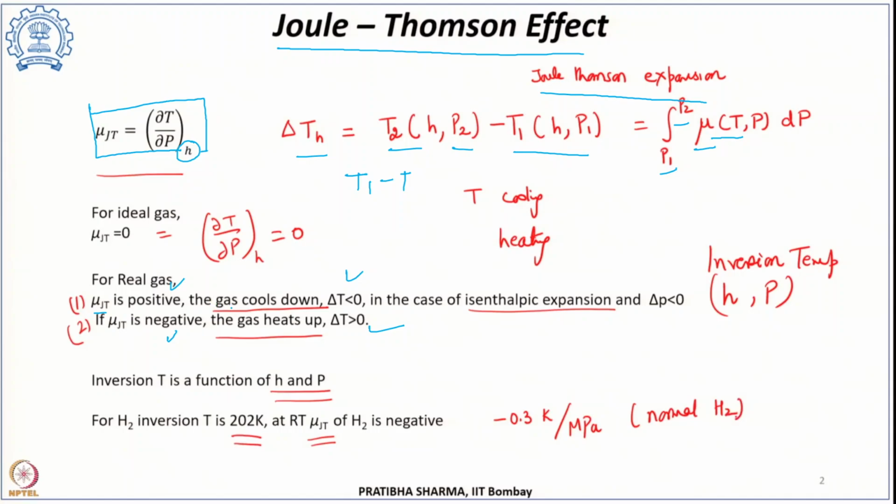If the Joule-Thomson coefficient is positive, the gas is cooled down. That means the temperature is reducing. For the isenthalpic expansion process, suppose the Joule-Thomson coefficient is positive, then the gas is cooling down and the gas temperature will be lowered. But the opposite holds: if the Joule-Thomson coefficient is negative, the gas will heat up.